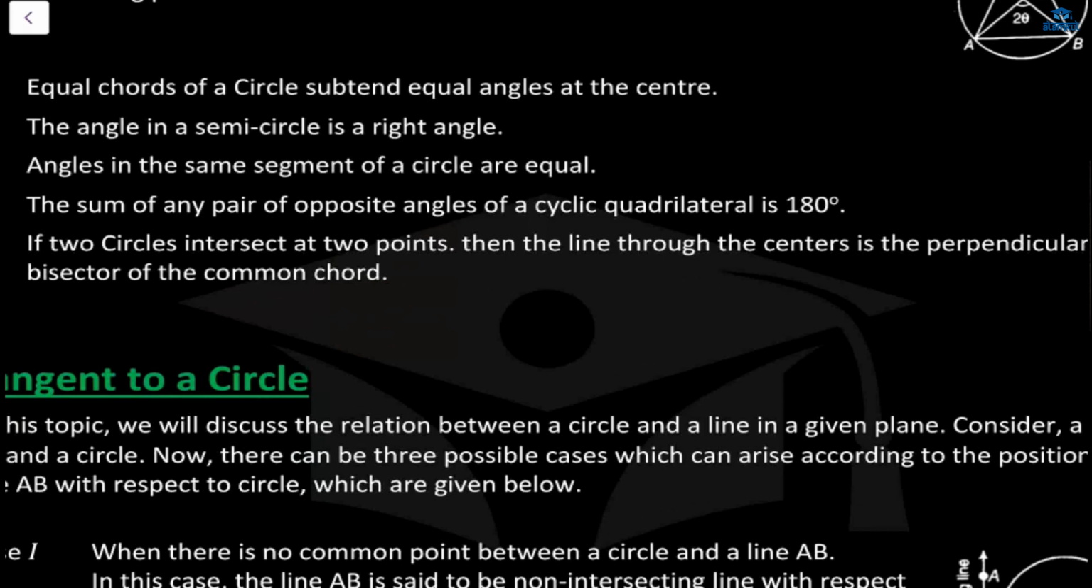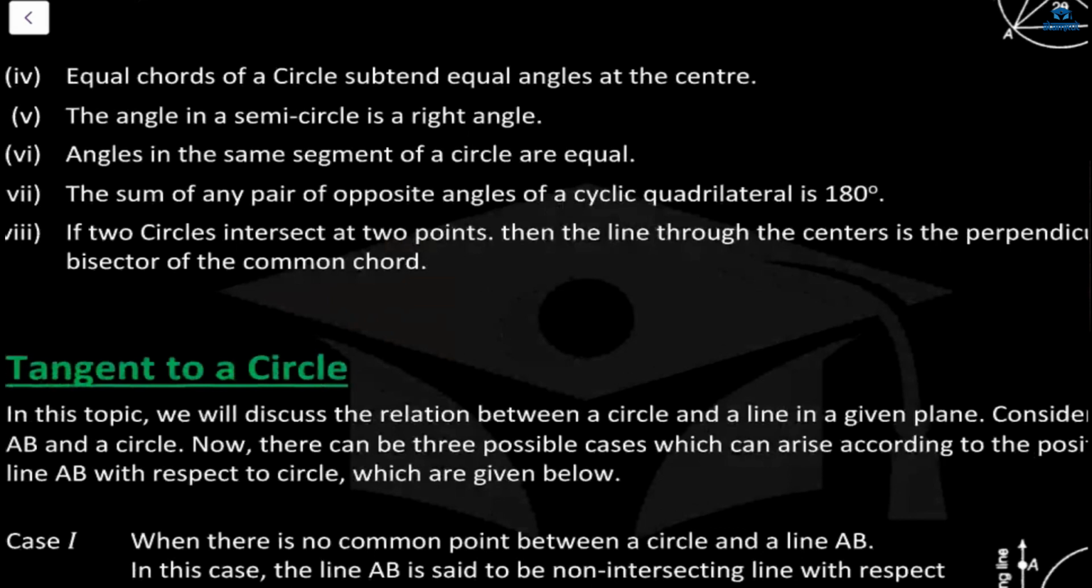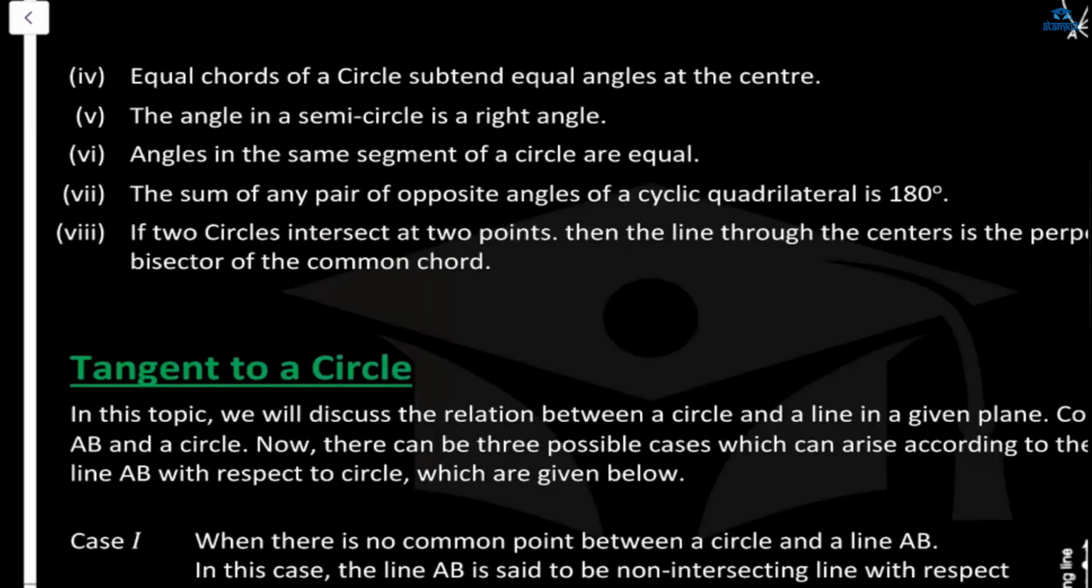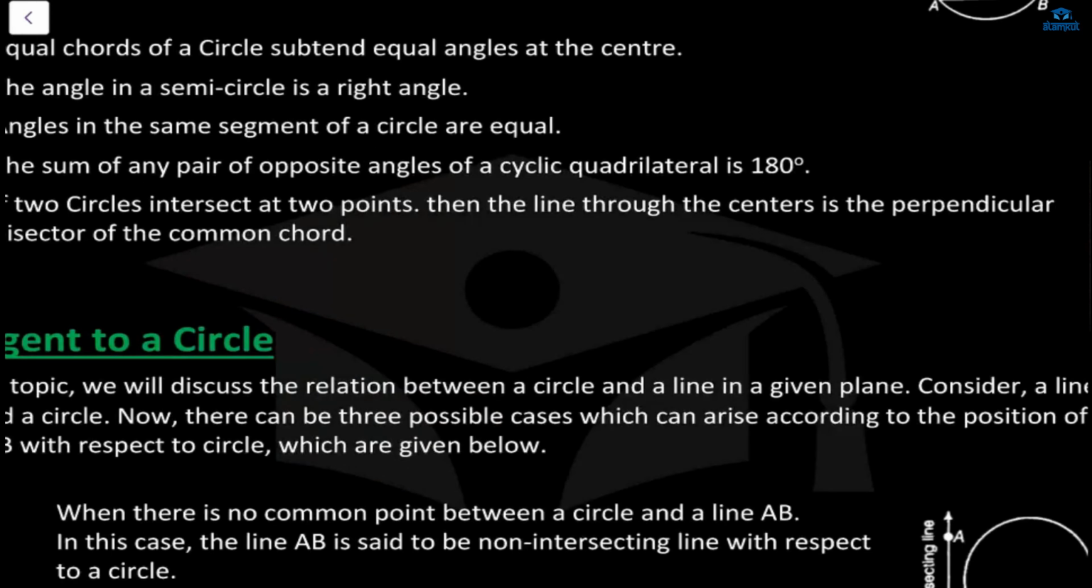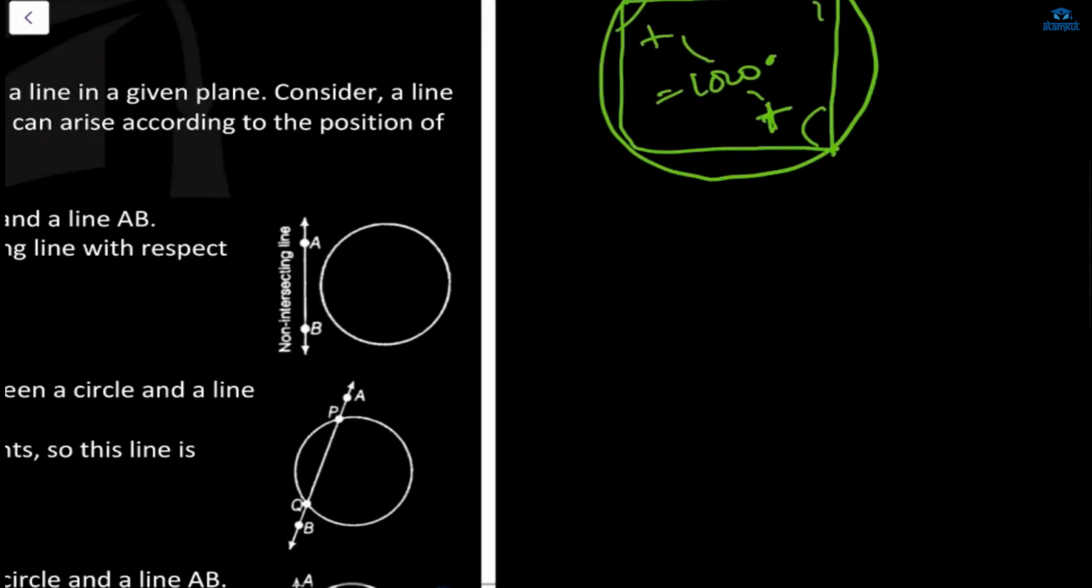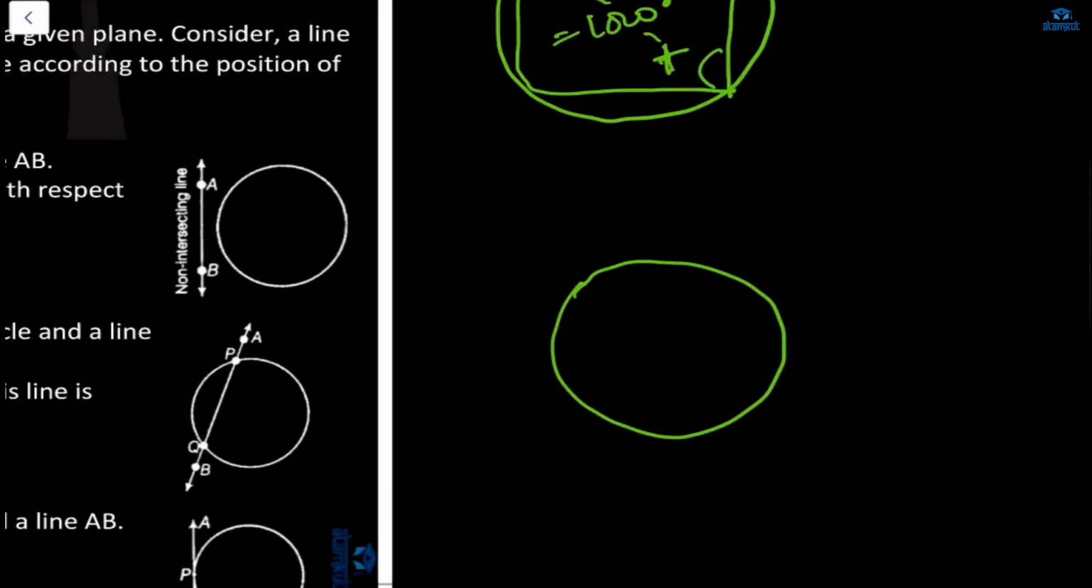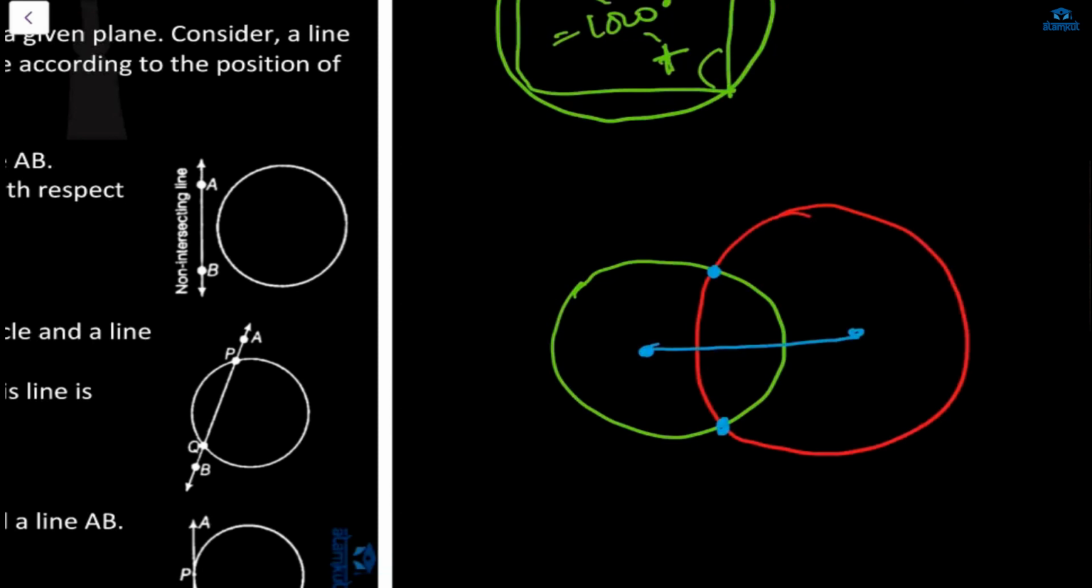Now if two circles intersect at 2 points, then the line through the centers is the perpendicular bisector of the common chord. Now what it is saying, two circles are there, one is this circle and one is this circle. They are meeting at 2 points, this and this. The center is here, its center is here. So if we draw a line through the centers, that is going to bisect it.